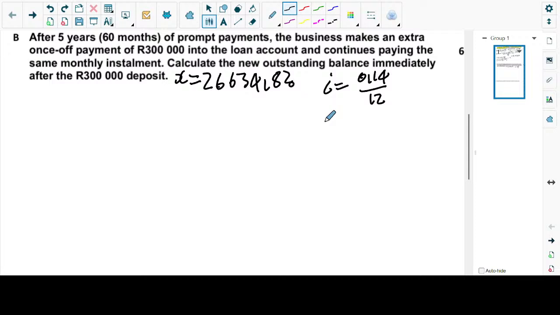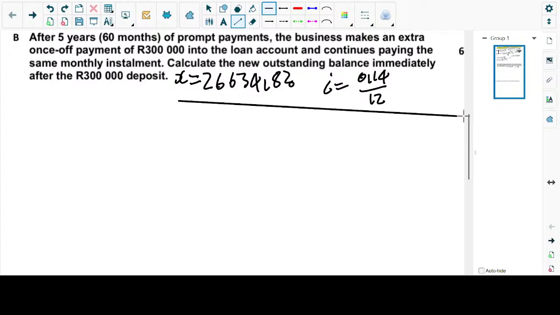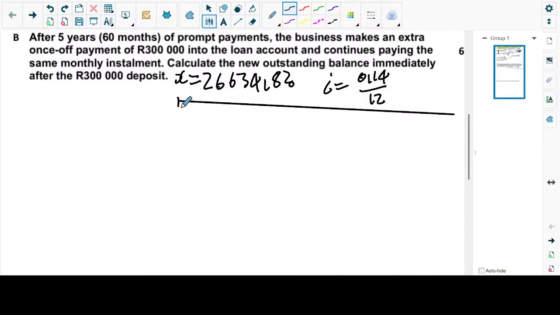Now, let's go to N. N is the one which is a little bit trickier. They say starting from T0, so let's do a number line. I don't mind my number line is not straight. Remember, we make our first payment 1 month after the granting of the loan, so we go to T1. From T1, we jump straight to T60, because that's where we're going to see our changes.